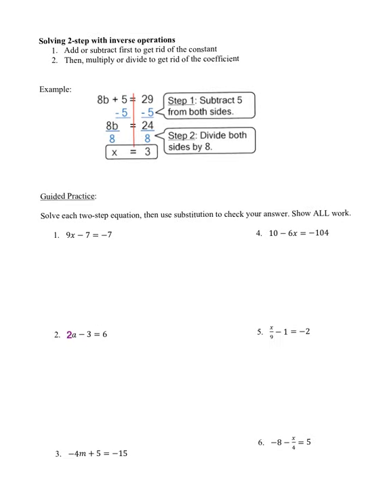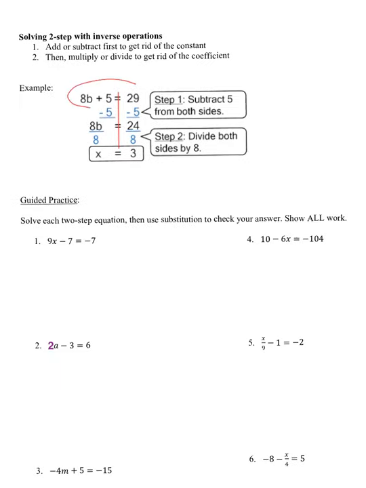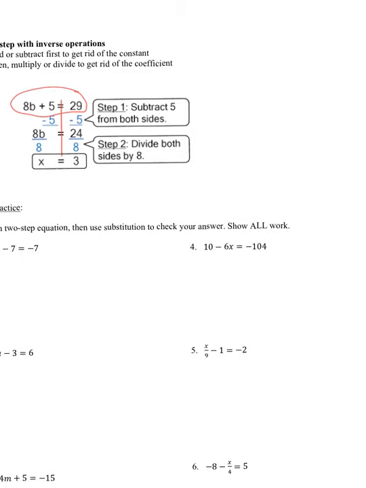Now we're going to learn how to solve two-step equations with inverse operations. So let's take a look at the first equation. I'm going to write it on this side: 8b plus 5 equals 29. We're going to learn how to solve it.